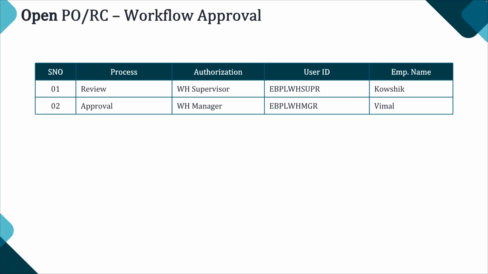As the first and foremost process, after the entry by the user, the corresponding document will be forwarded for review to Kaushik, who is our supervisor. After his review, that document will be forwarded for approval to Vimal, who is acting as manager here. After his approval, the document status will change from draft and entry completed to approved. So this is how the flow is going to be.